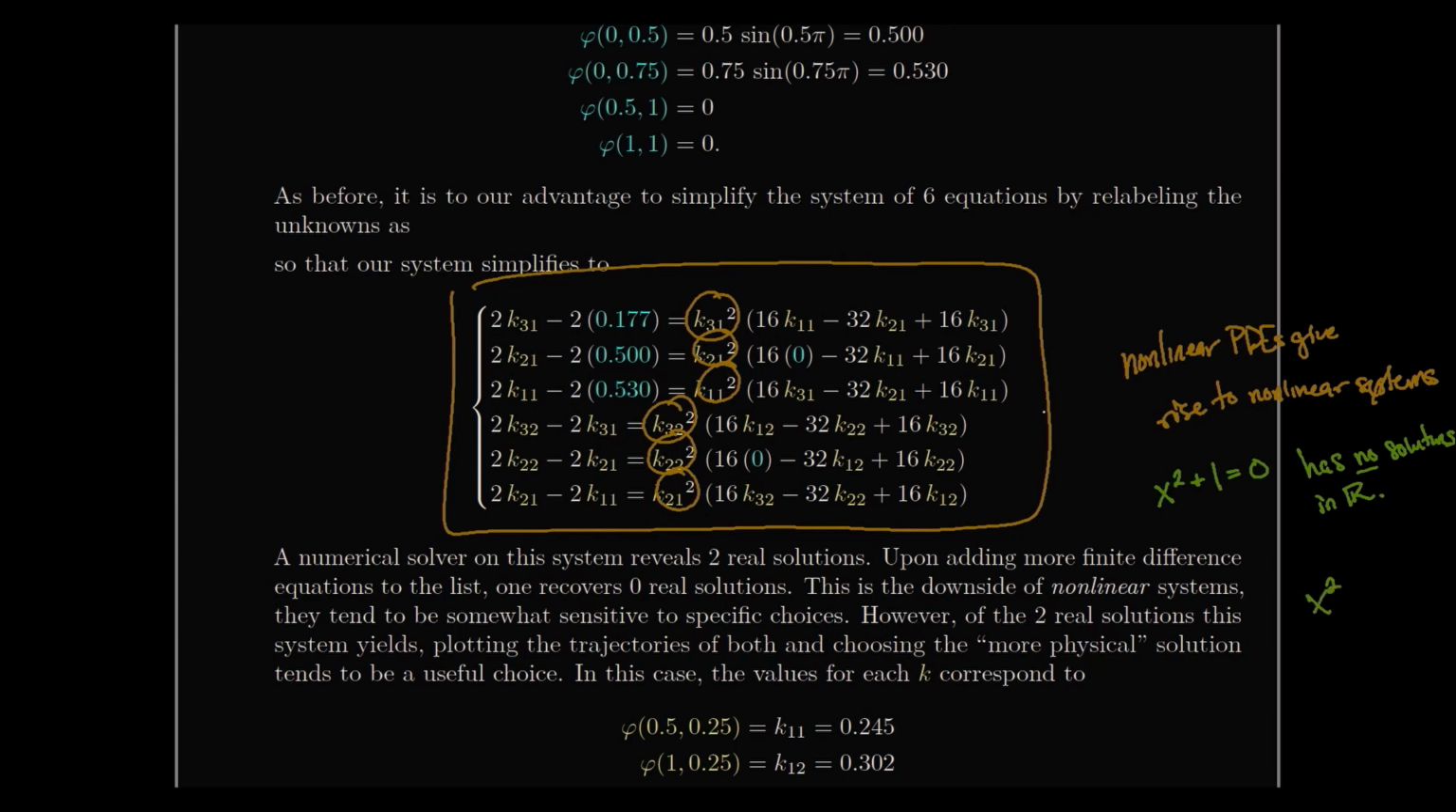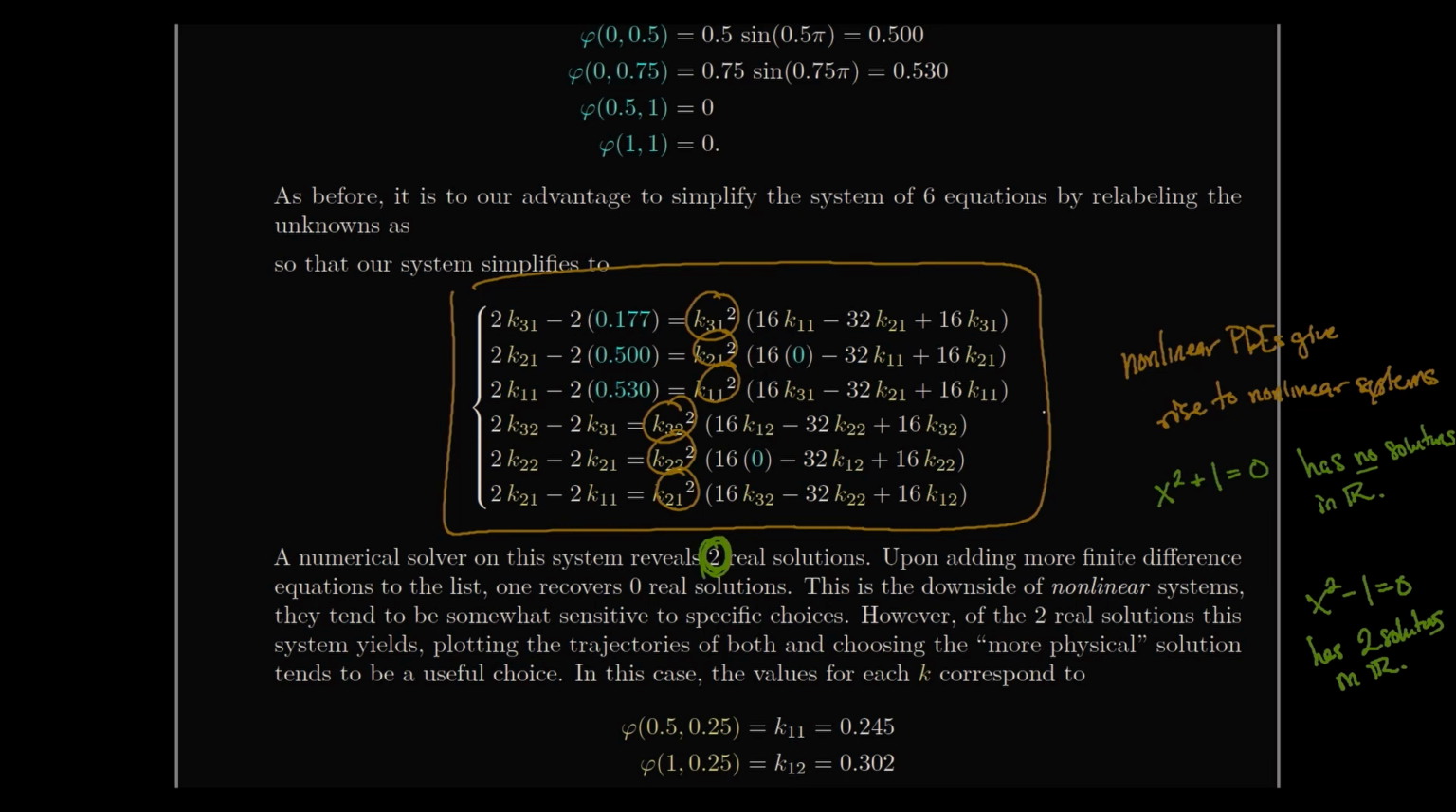But the other version of this, say x squared minus 1 equals 0, has 2 solutions in R, which means half the time you're going to construct these, you're going to find non-unique solutions. This is still true for PDEs. There's non-unique solutions to PDEs as well, certainly with nonlinear PDEs. You just have to be careful because a lot of times we look for a unique solution and we may not get them. So in this case, we do find out that this system has 2 real solutions.